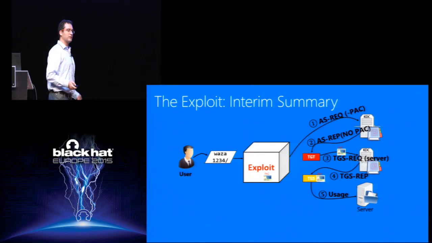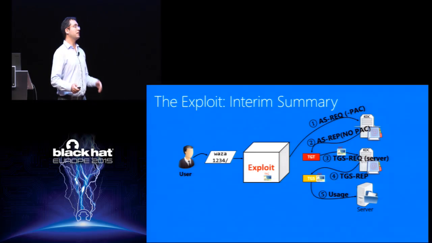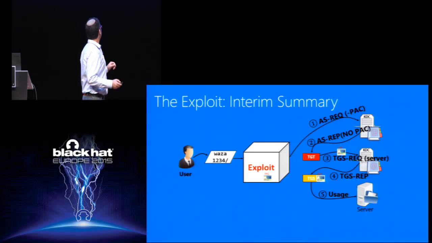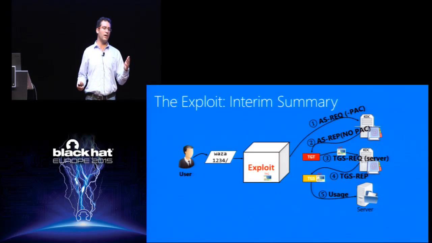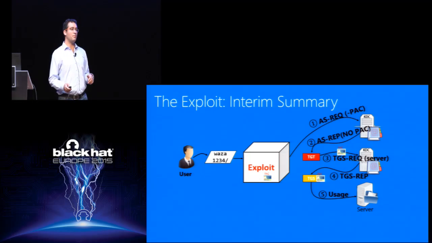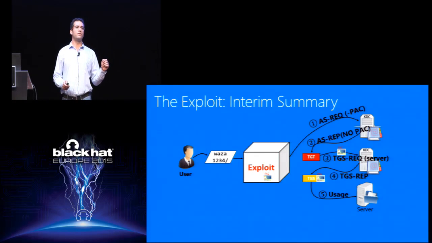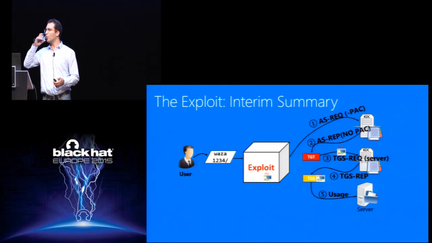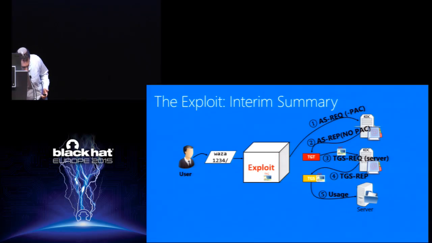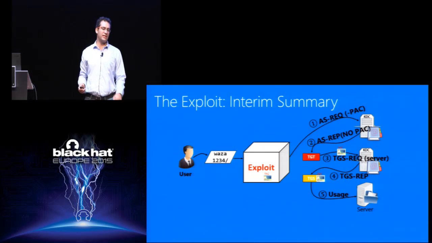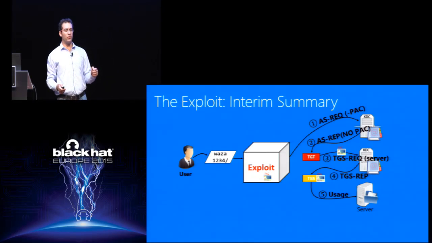So this is an interim summary of what's going on for the attacker. The attacker still needs a password. So a regular AS request is performed, but the attacker requested to be without a PAC. Then the attacker uses that ENC authorization data field in order to put in the PAC that they signed with MD5 and send it to the DC. The DC just embeds that PAC into the service ticket that is used to access the specific resource that the attacker wants.